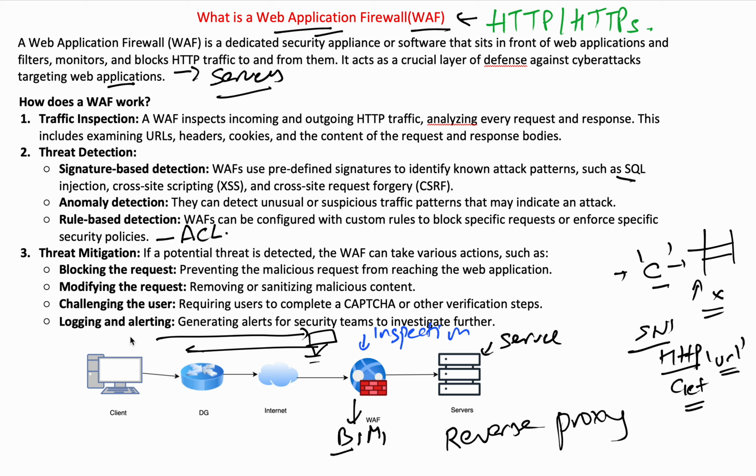Okay. Then it has logging and alerting: generating alerts for security teams to investigate further. What it'll do is send an email alert, or an SNMP alert. Both work. Or it'll show an alert on the UI screen as well. So it has all these three things that will help you trigger the issue and go ahead and quickly resolve it, even if it's a false positive. Okay.